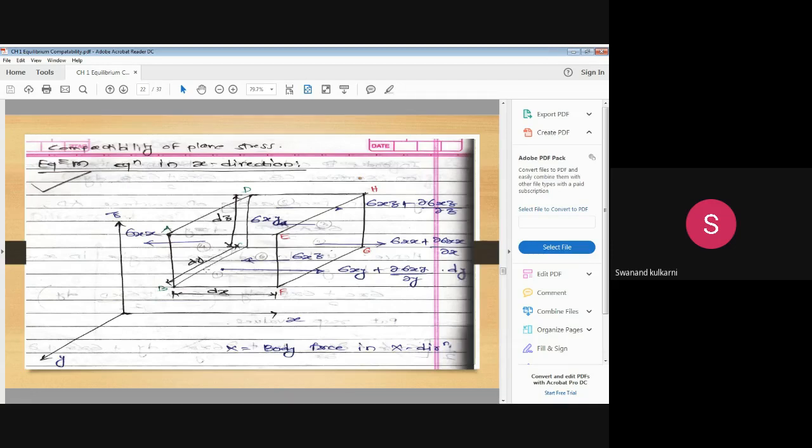ही समोर फिगर सगळ्यांना दिसते? Are you getting this figure? Are you getting this particular figure? Yes, sir. हो सर.